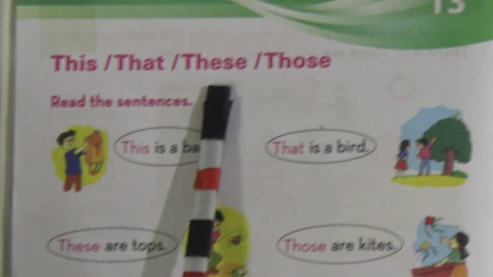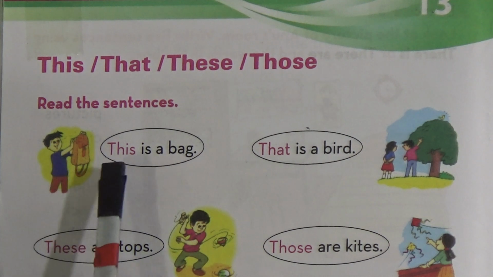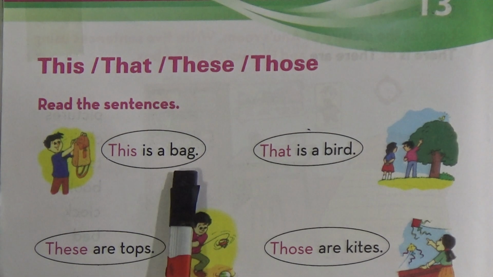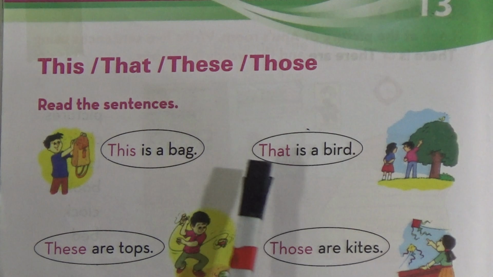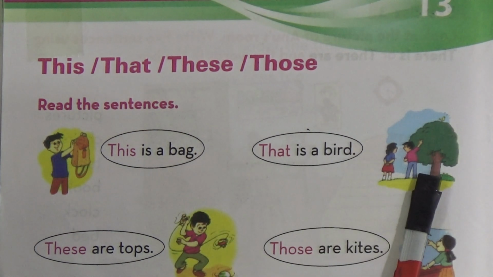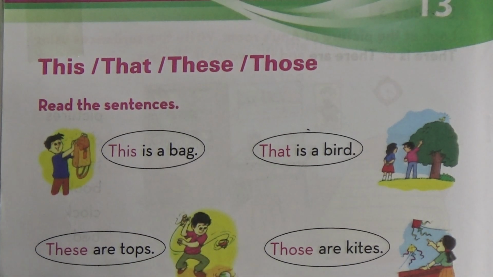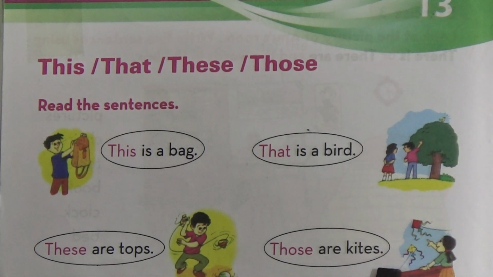Now read the sentences. The boy is showing a bag. So what will we say? This is a bag. Here the boy is showing a bird. That is a bird. Here the boy is showing two tops. So we can say these are tops. Here the girl is showing two kites. So we can say those are kites.